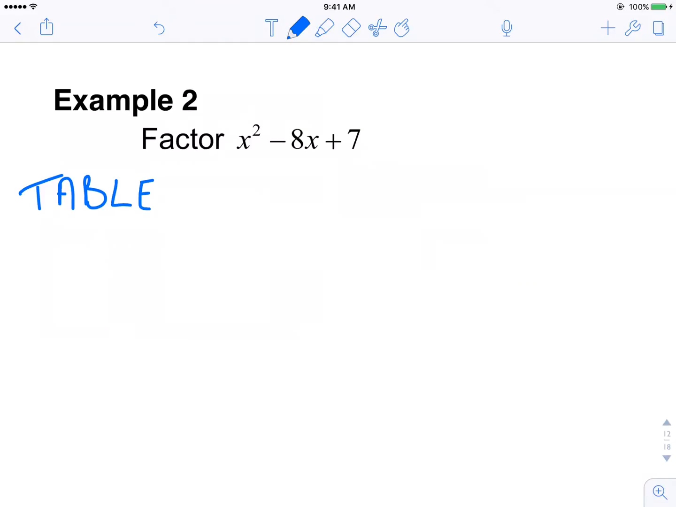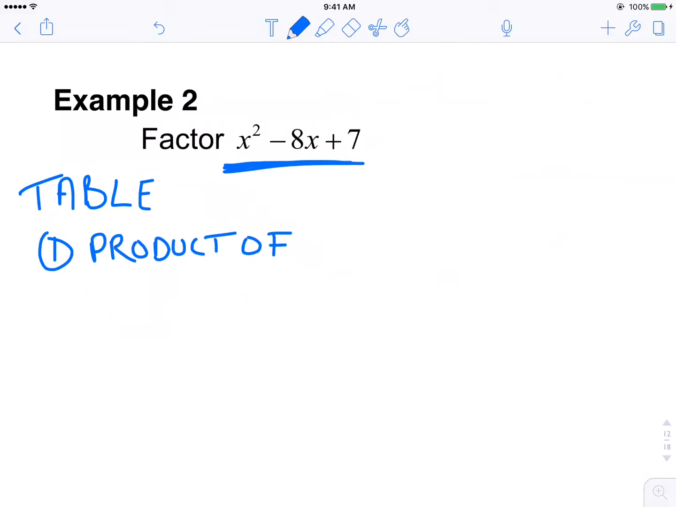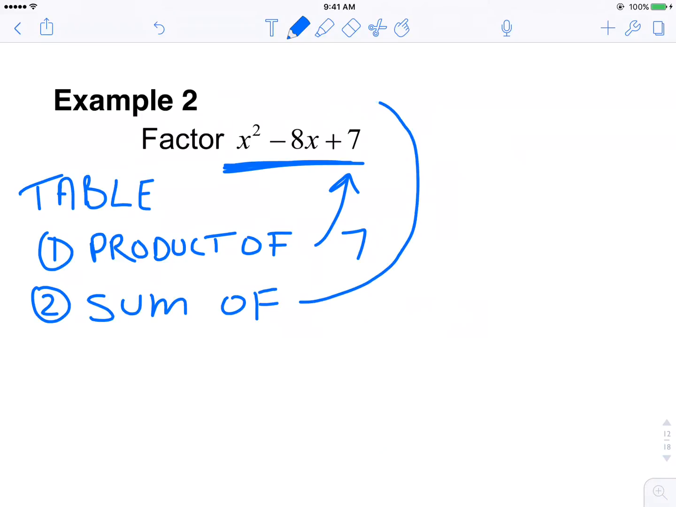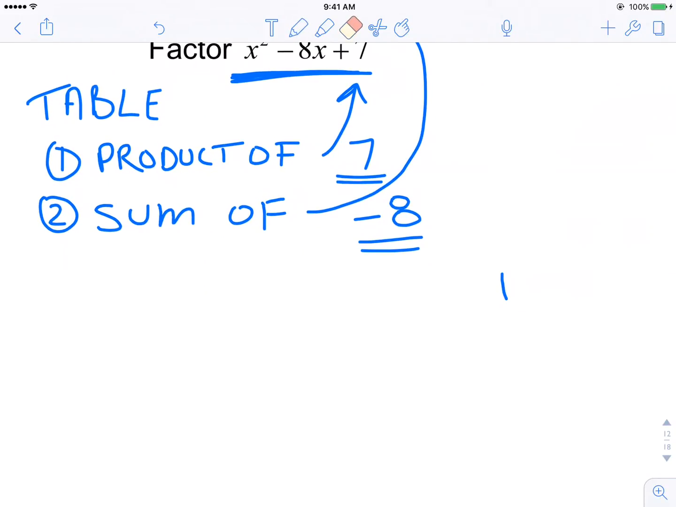If I'm using a table and I'm wanting to factor x squared minus 8x plus 7, I think to myself, okay, what are two numbers that multiply or give me a product of 7, and those same two numbers give me a sum of negative 8. Okay, so my table is going to look something like this.